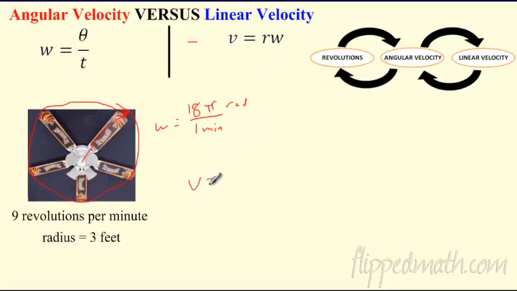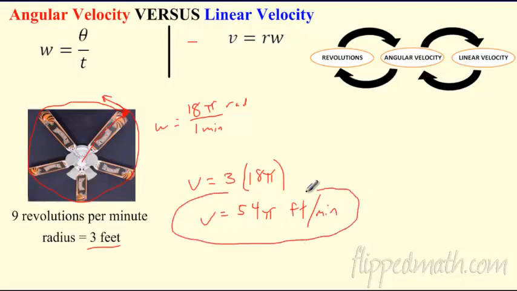I want to change it into linear velocity. So what am I going to do? How fast is that? Like if this point fell off, what would it shoot off at? Pew! It would be what? It would be 3 feet, and then that was just 18 pi. My linear velocity is just what? 54 pi. Help me label this. I am now in what? I am now in feet per minute. Fantastic. So I use the angular velocity to get to my linear velocity.